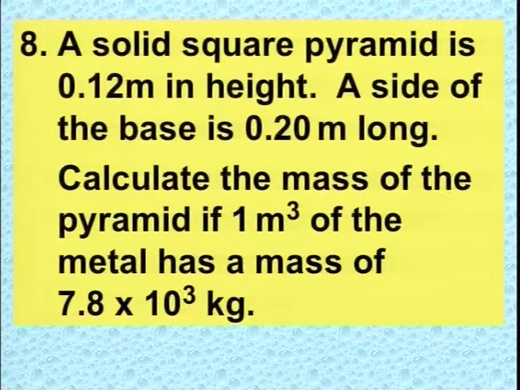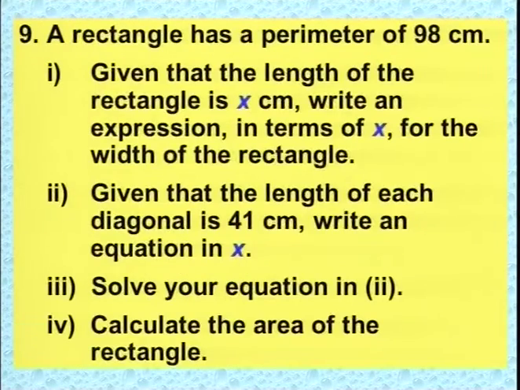Given the length of the diagonal. Don't you just use one of them, because two of them are exactly the same. So just put one diagonal so that it's clear. And that's 41. Okay, if the perimeter is 98, given that the length.